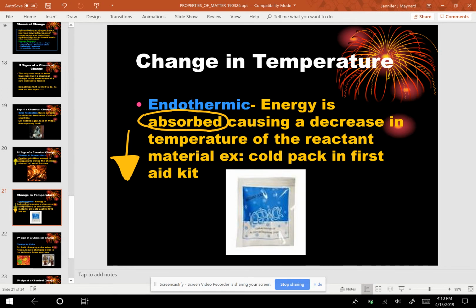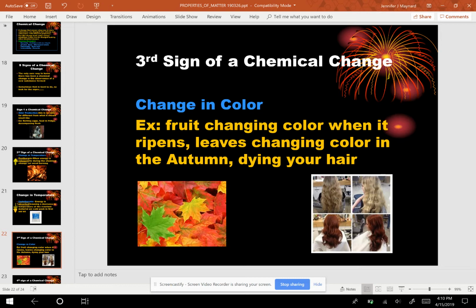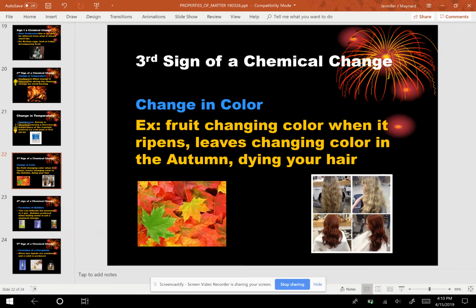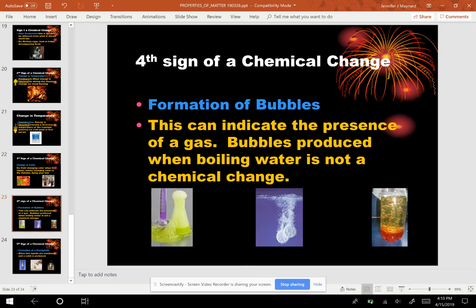It got cold. Changing color. Okay. Fruit changing color when it ripens. Autumn leaves changing color in the autumn. Dyeing your hair. Those are all chemical changes. You did a color change challenge. That was chemical changes.